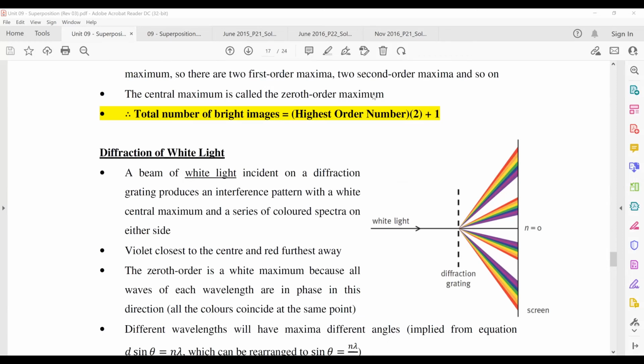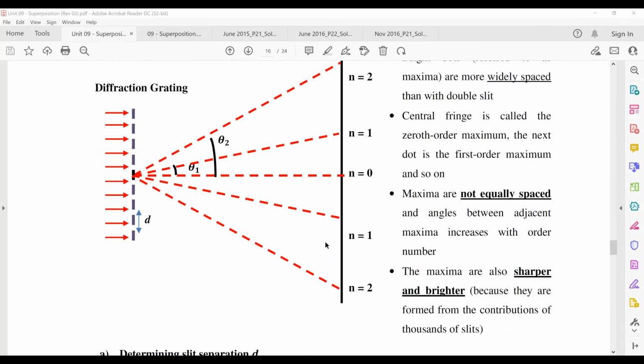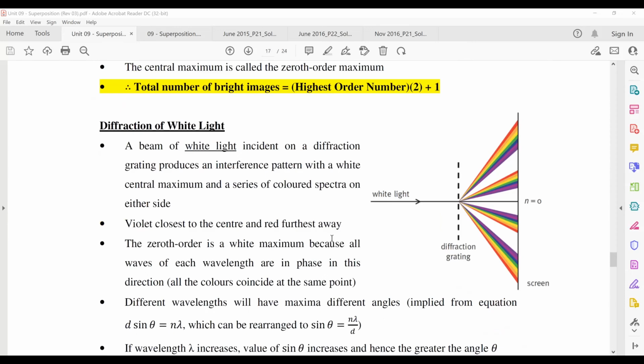Now, all the cases of diffraction that we have gone through so far was just using monochromatic light, meaning to say light of a single wavelength or single colored light. What happens if you try to use white light instead? Right? What happens if you try to use white light instead of monochromatic light?